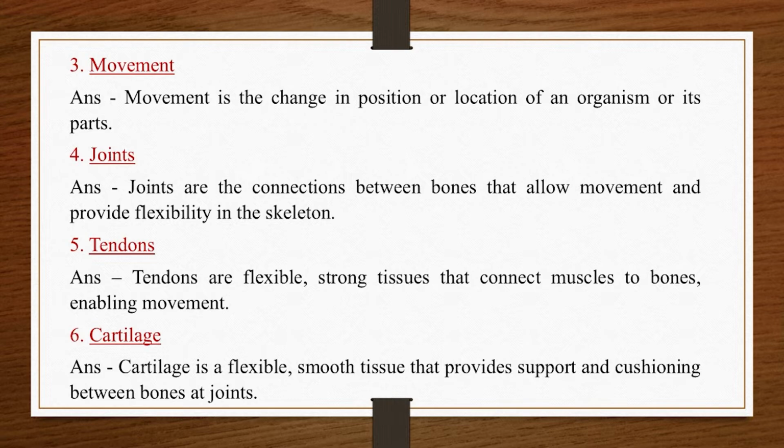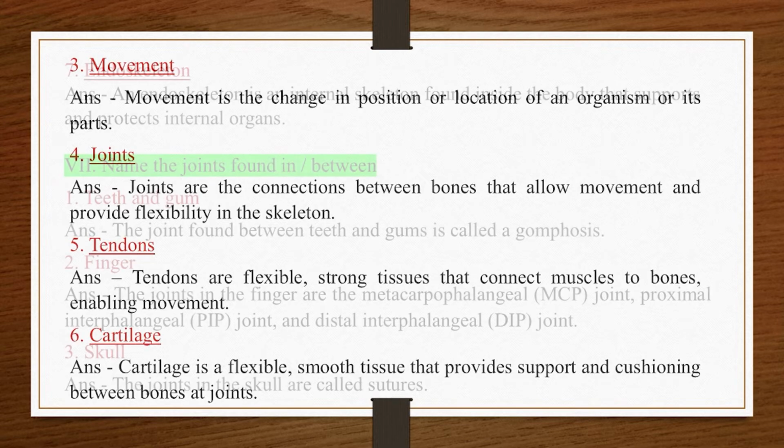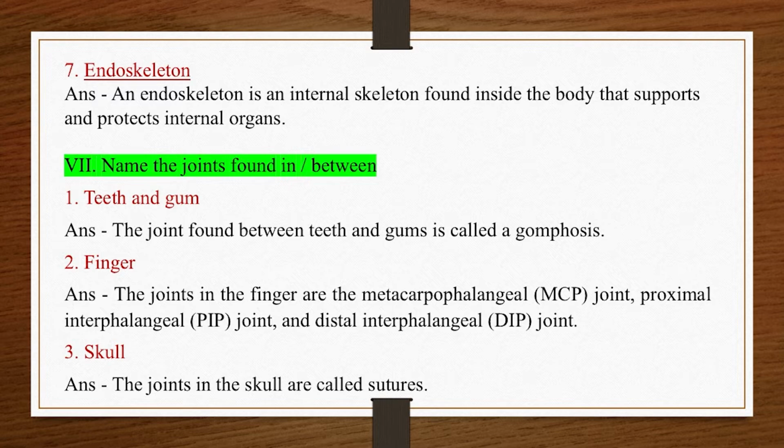4. Joints. Answer: joints are the connections between bones that allow movement and provide flexibility in the skeleton. 5. Tendons. Answer: tendons are flexible, strong tissues that connect muscles to bones, enabling movement. 6. Cartilage. Answer: cartilage is a flexible, smooth tissue that provides support and cushioning between bones at joints. 7. Endoskeleton. Answer: an endoskeleton is an internal skeleton found inside the body that supports and protects internal organs.